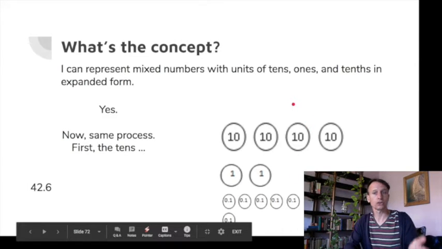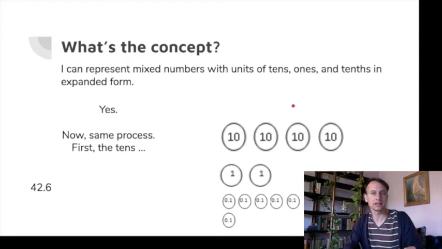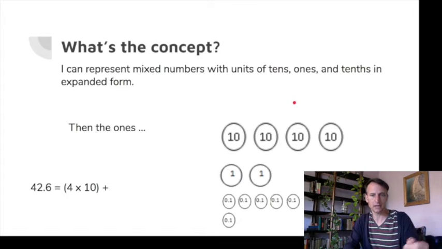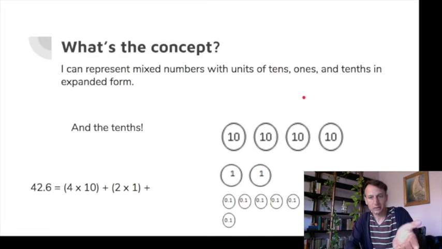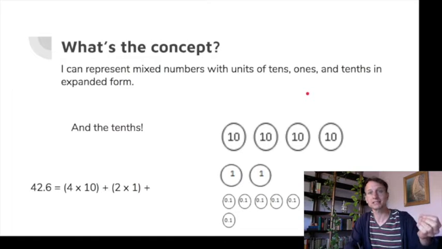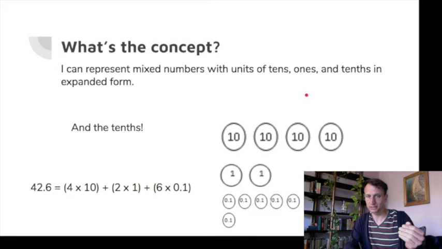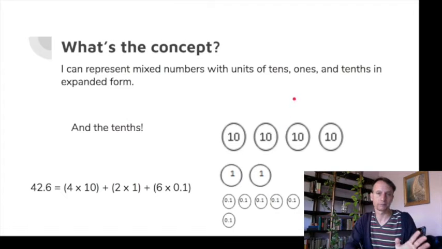Beautiful, huh? So we already know how to write out that 40 in expanded form. We're going to start in the tens place. It's 4 times 10. Adding to that, we already know how to do the ones place, right? 2 times 1. And now the tenths. So we know a tenth is written as 0.1. How many do we have? 6 of them. So 6 times 1/10. And that's what it looks like. 6 times 0.1 is how we'd write it. Good? All right? Beautiful. All right.